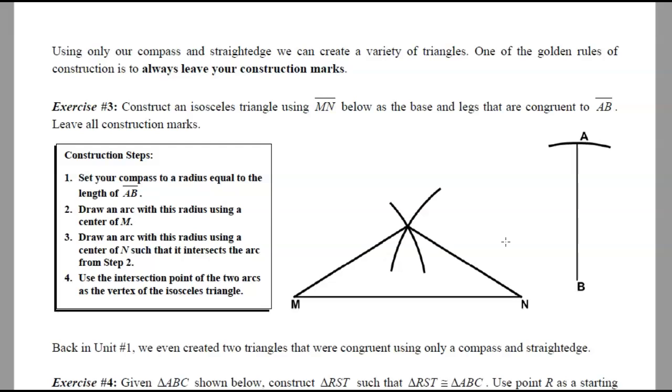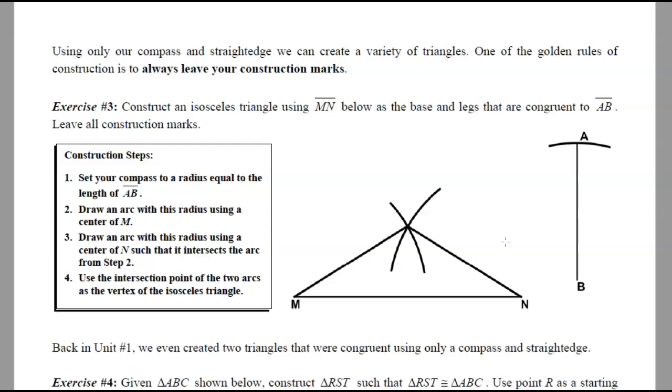We're trying to construct an isosceles triangle using segment MN, which is already provided for you, whose legs are congruent to AB. So not only do we want an isosceles triangle, but we want one that has those leg lengths of AB. The first thing you want to do is set your compass to the length of the leg that you want.